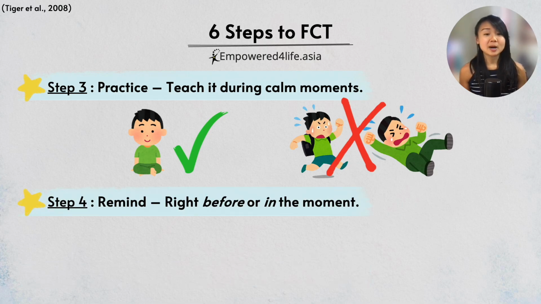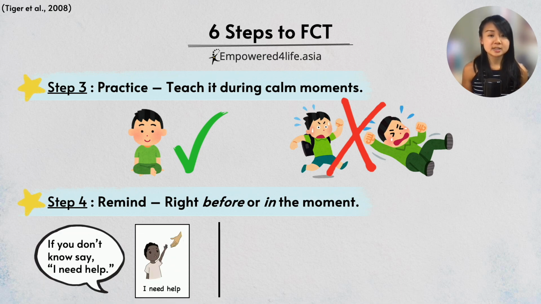That brings me to my 4th step, which is to remind right before or in the moment. Let's take a look at the same example over here. Previously, our child, when he makes a mistake, he would hit or bite himself. So now what reminding would look like is that you will tell your child, if you don't know, say, I need help. And place the visual over there and get your child to be able to request to the access and also acts as a reminder.